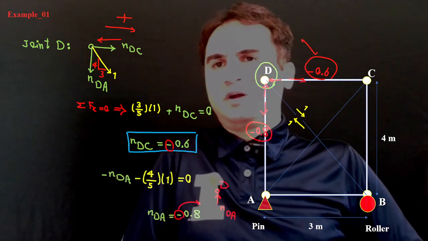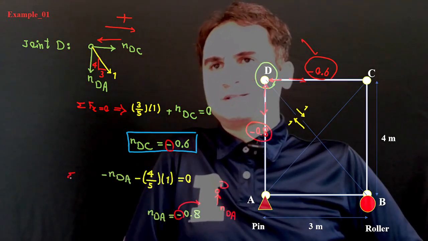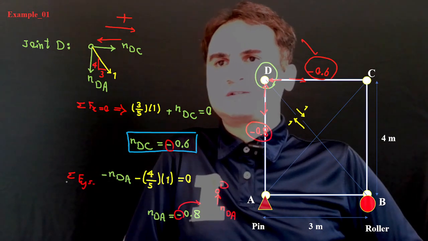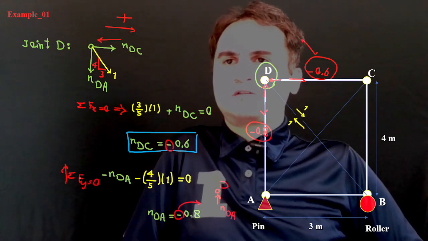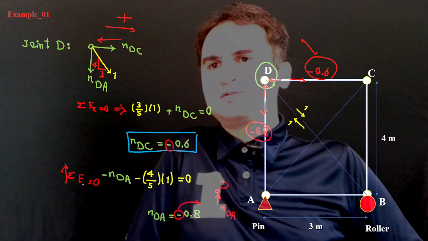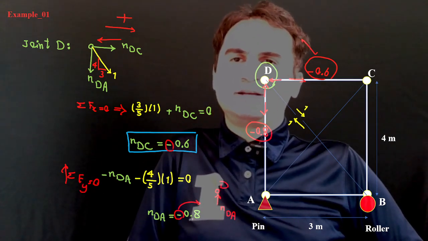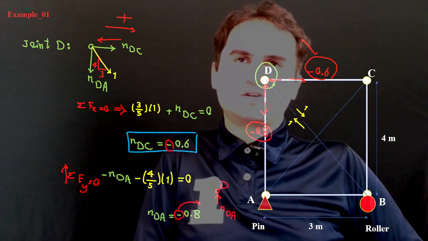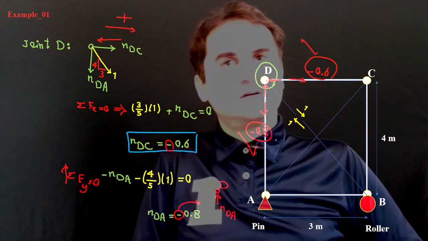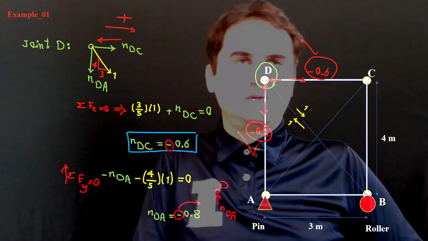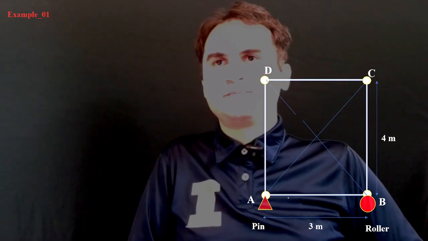And at the same time, the summation of forces in the y direction equals 0. It just gives us a negative 0.8, and that's the internal force in member AD.